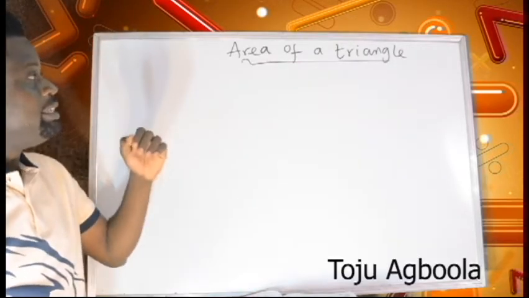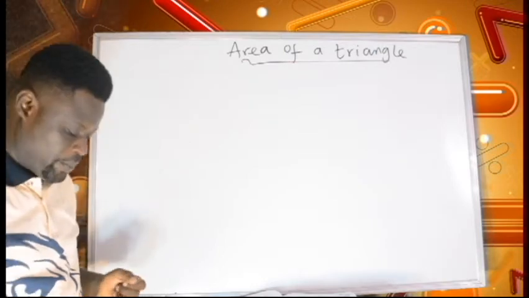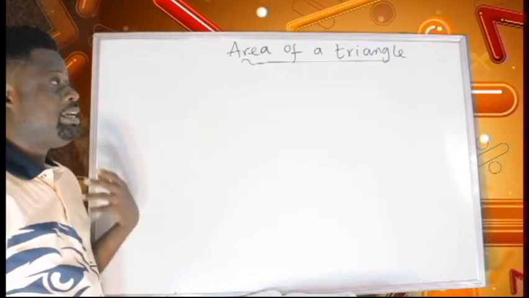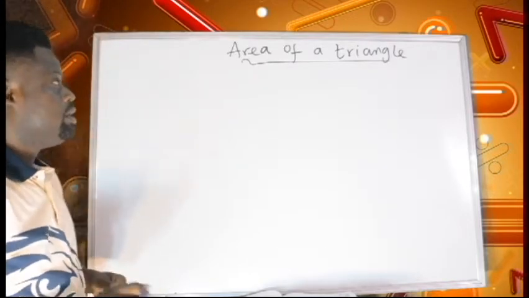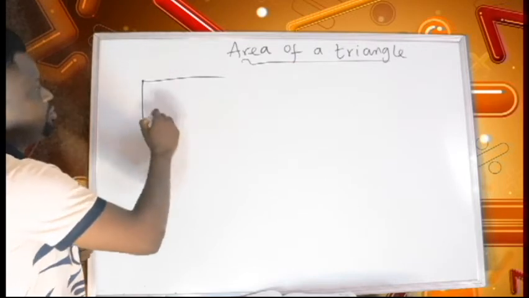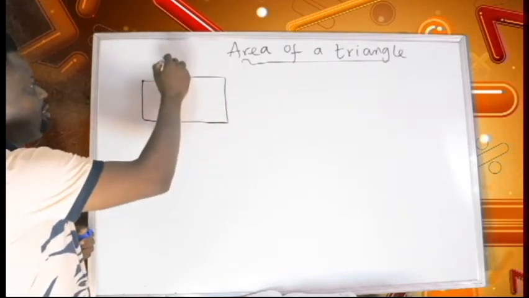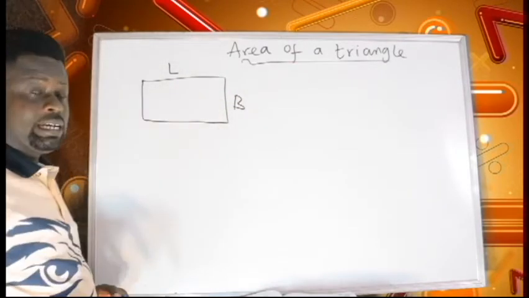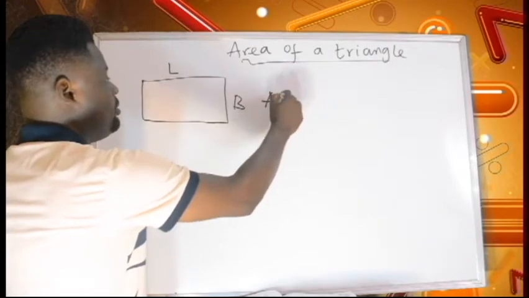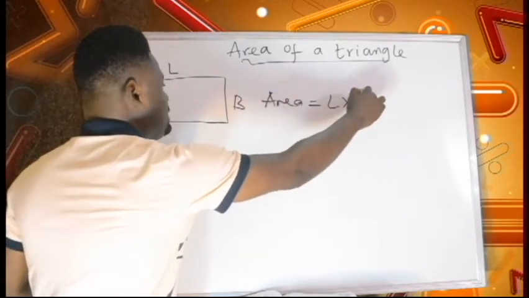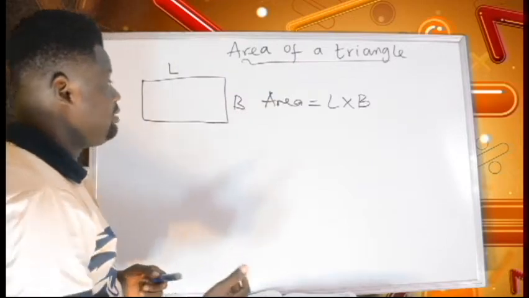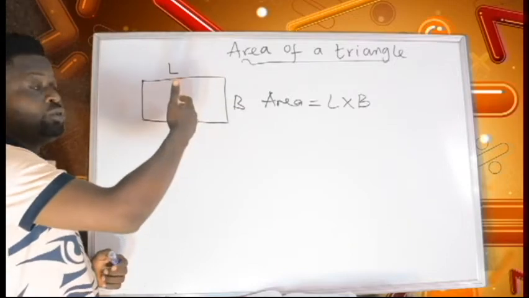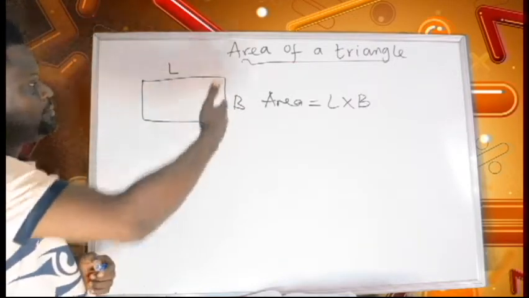Today's lesson we are looking at the area of a triangle. Last lesson we treated the area of a rectangle, and we said this is the rectangle, this is the length and this is the breadth, and the area of a rectangle equals length times breadth. That is what we did in our previous lesson. We multiply the length and the breadth, and the same also for the area of a square, length times breadth.